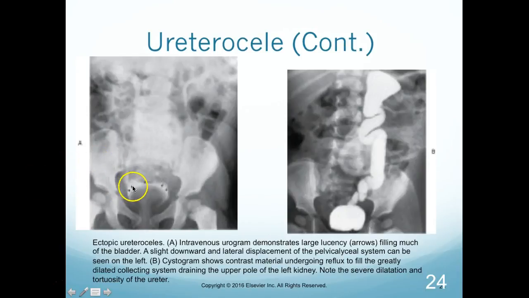So here, hard to see on here, this is a large prostate. This concerns me. I don't know what's going on there. Yep. So this right here is a very bad case of reflux. This is a grade 5. You can see the kidney, complete blunting of the calyces, not good.